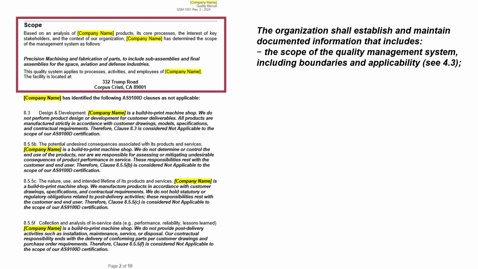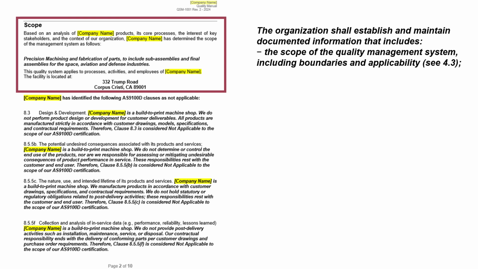Now the second part of the statement, to the right, says the scope of the quality management system, including boundaries and applicability. We have 4 clauses here that are not applicable to this organization: Clause 8.3, design and development, 8.5.5, 8.5.5C, and 8.5.5F. When you state that a clause is not applicable, you have to justify why it is not applicable. In this case, I'll go through one of these examples. Here is the first one, 8.3, design and development.